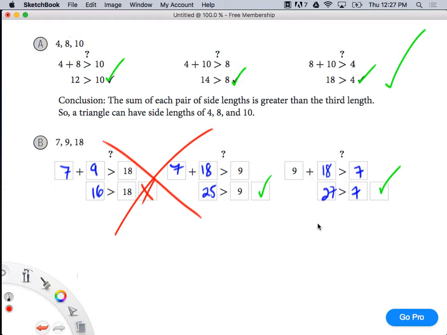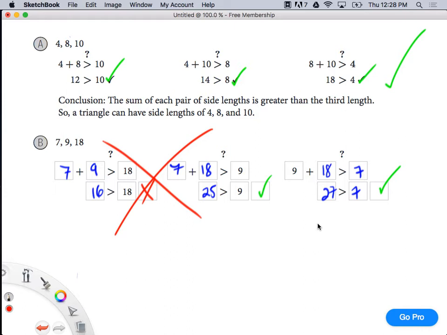Who can make an observation about this that would make our lives easier? Someone give me some insight into this. I'm adding all three pairs. Do I always have to add all three pairs? No. Why? Because once you find out it works. Yes. But is there a way that I could check just one pair of sides against one other side?